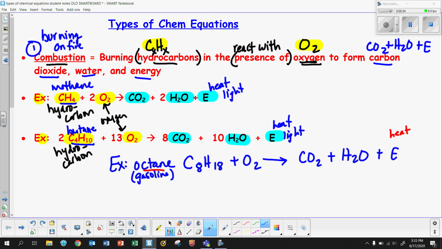Okay, if we look at another example, let's say this time we're burning propane. What's in a gas grill? Well, propane is C3H8.